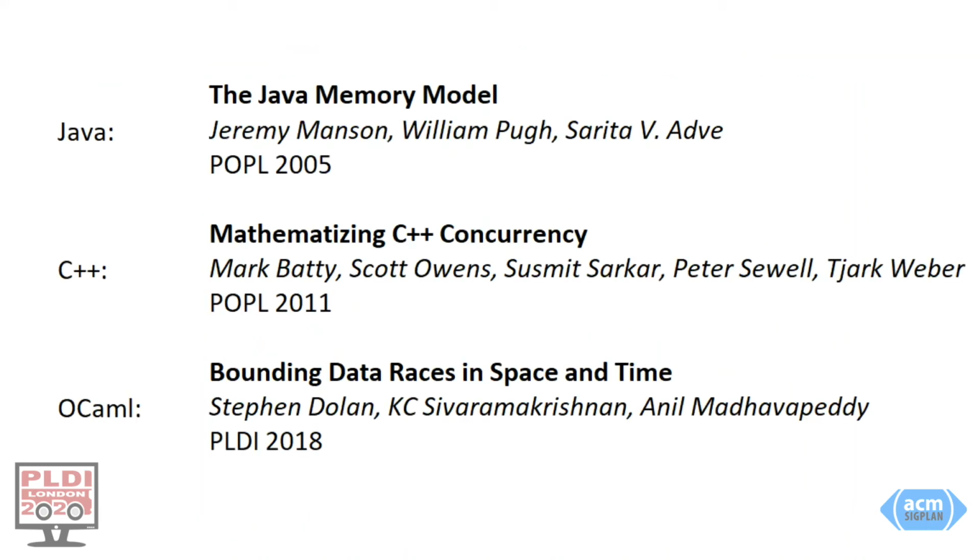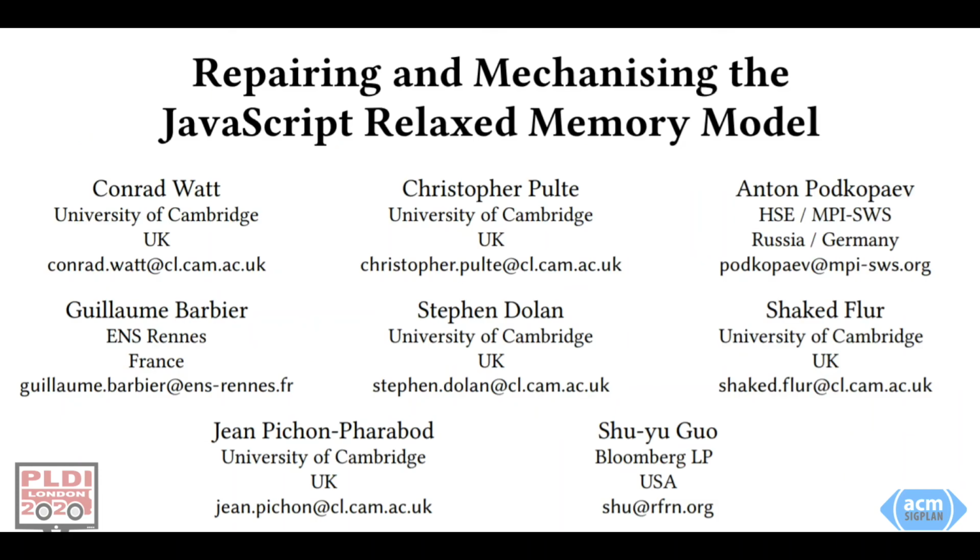Our work investigates and corrects errors in JavaScript's existing relaxed memory model, which is based on that of C++11. We use a combination of model checking in Alloy and mechanized verification in Coq to build confidence in our corrected model, which has been adopted by JavaScript's standards body.